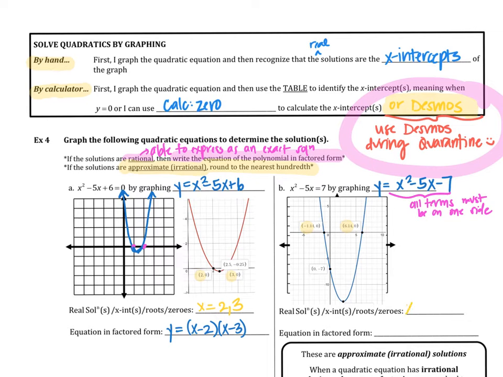Those are not exact, so what this means is I do have real solutions, right? It crosses the x-axis, so x equals negative 1.14, comma, 6.14. But notice that I can't write it in factored form because I don't have exact roots. Okay, so we're just going to leave that blank.